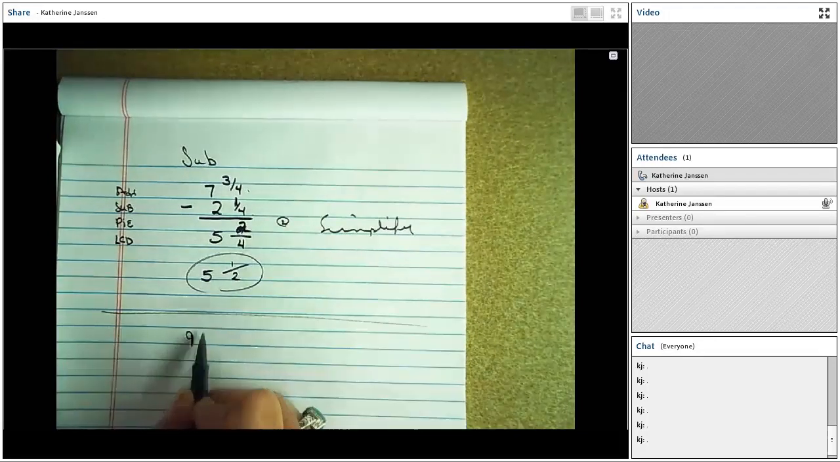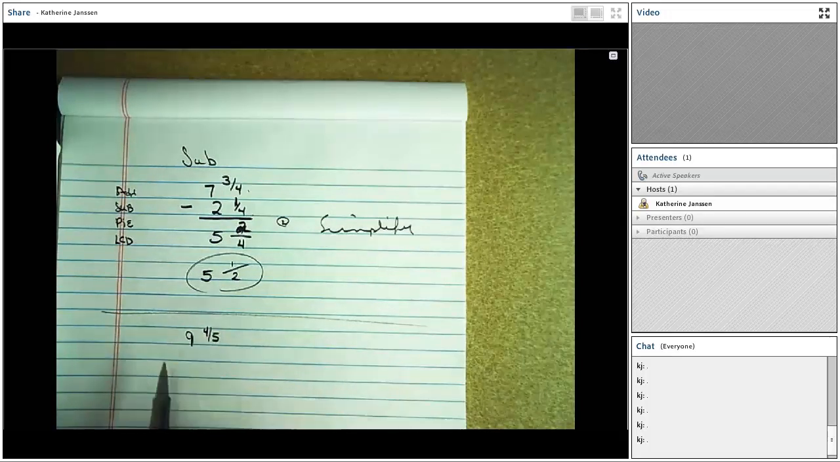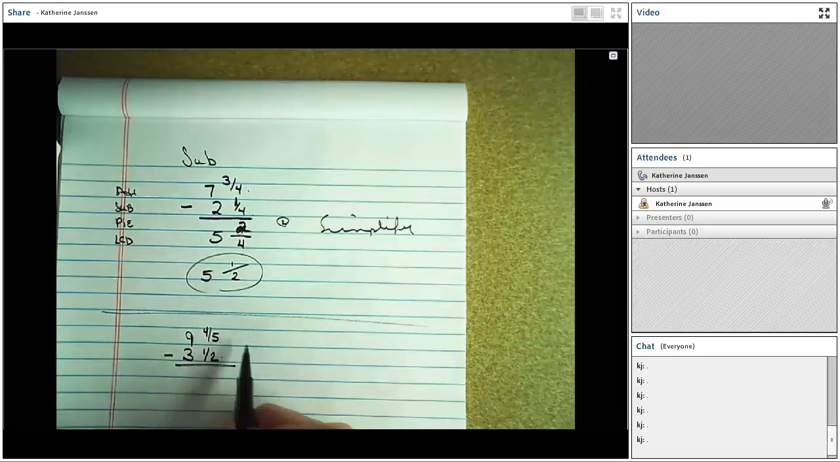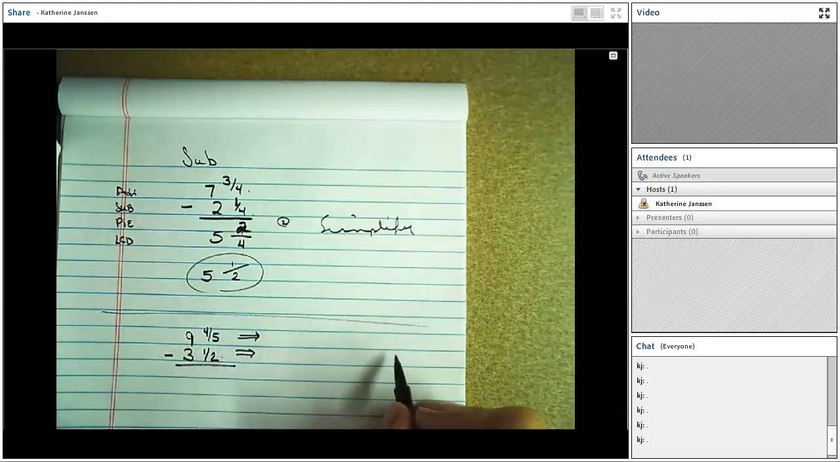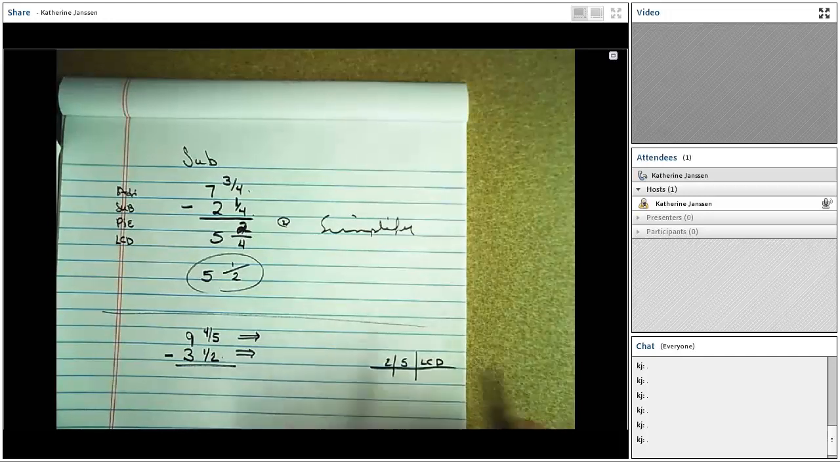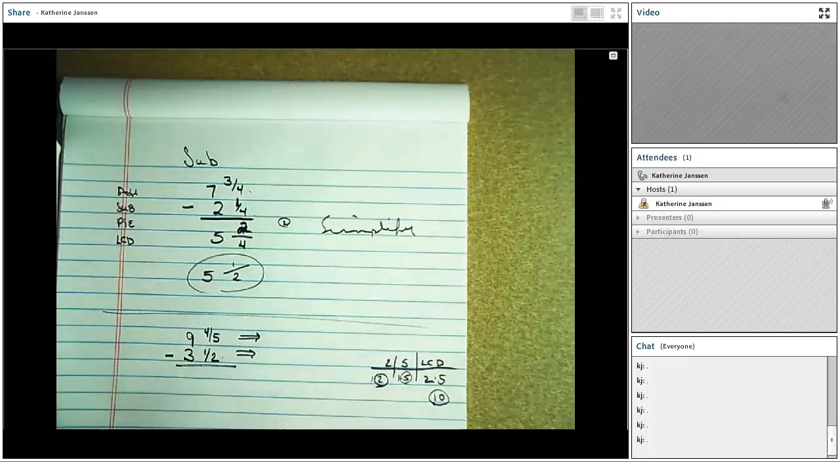We're subtracting again, subtracting mixed numerals. 9 and 4/5, and we want to subtract 3 and 1/2. I don't have common denominators this time, so I'm going to have to convert to a common denominator. 2 and 5, and the least common denominator is what we're looking for. That's 1 times 2 and 1 times 5. I'll need that factor of 2. Now I'll need another factor of 5. Our least common denominator is going to be 10.